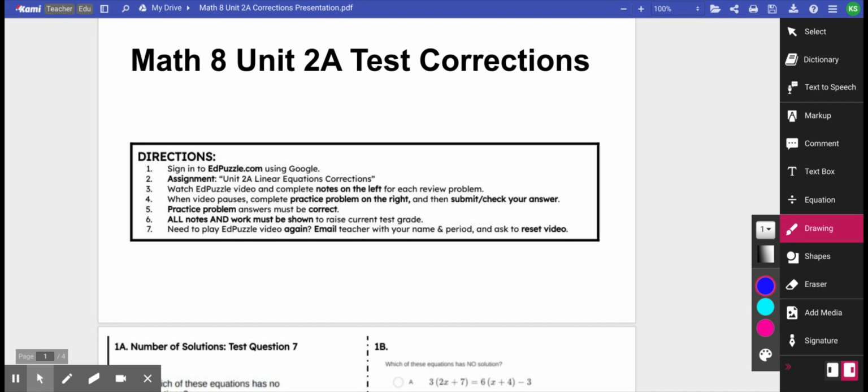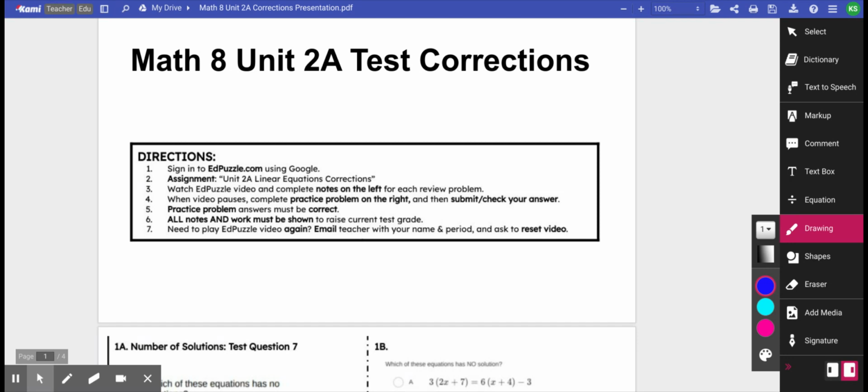So I wanted to get these test corrections out to you for Unit 2A, the linear equations corrections. There's going to be a total of 3 problems on this. The same steps are going to apply. So you'll sign into Edpuzzle using Google. You'll watch this video. You'll complete the notes on the left. I will post this document as a worksheet in your Google Classroom. Okay, you can either print it out or you can write it on another sheet of paper.